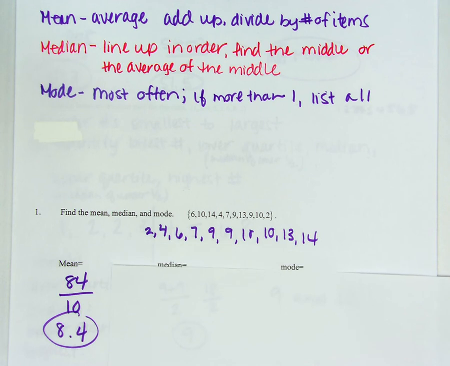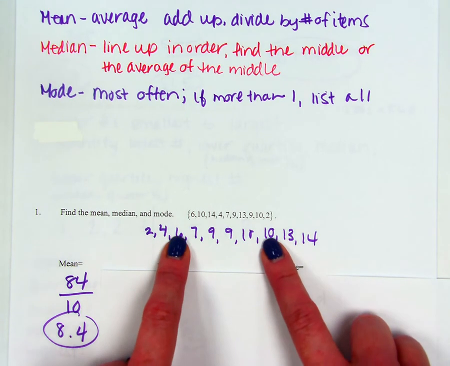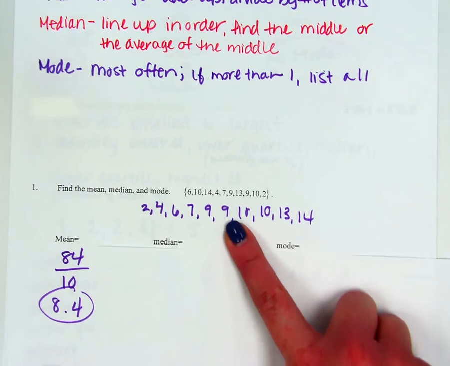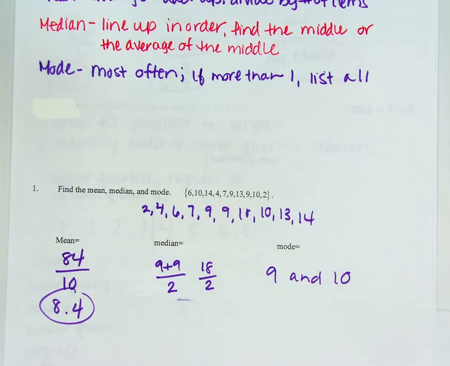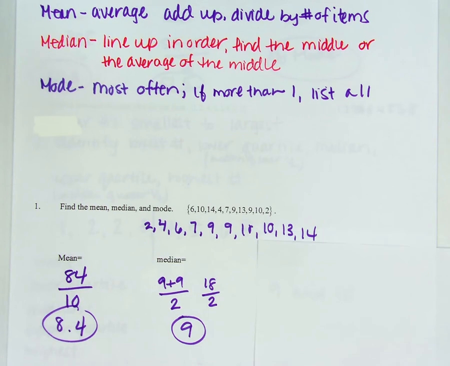So for our next one, we're going to do median. Same thing again. Remember the notes that you guys just took up top. You're going to line them up in order and find the middle, or the average of the middle. So you're going to count in together from the sides. And we have two numbers that are a middle, so we're going to add 9 plus 9 and divide by 2. So we'll end up with 18 divided by 2. So our median is 9.